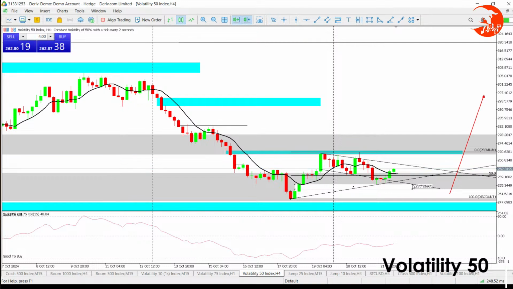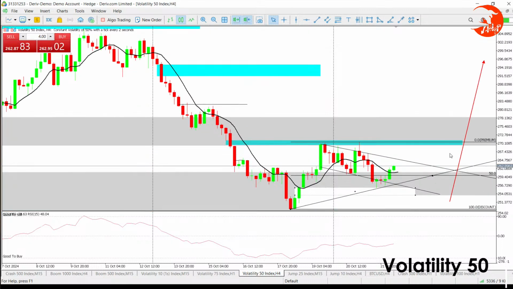Has it reached it? Somehow it has not. So may anticipate one more move to reach this level here, then probably we will see the buys come in. So I will anticipate this to come here or there. That's where I'm looking for. That's where I'm looking at to get my buys from.